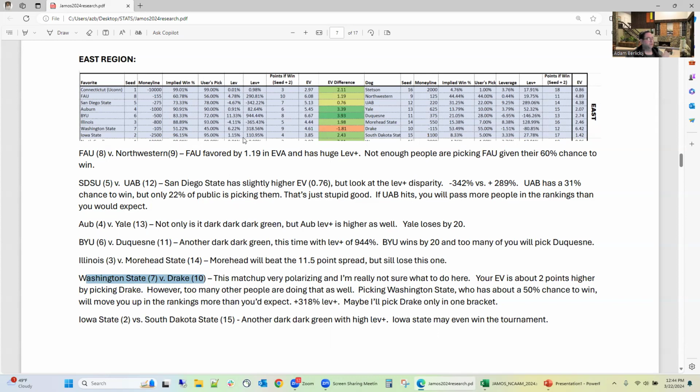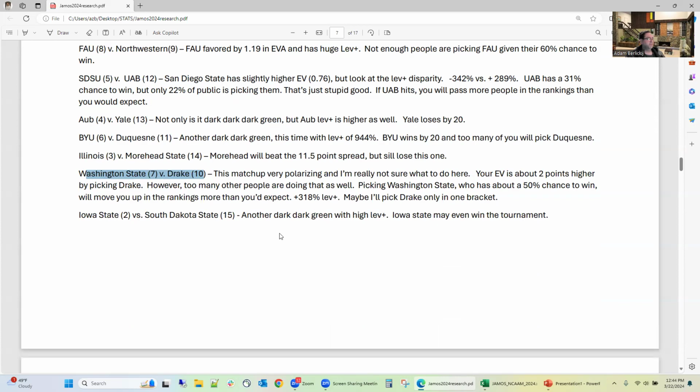Remember, it adds up to more than 100, but they're so likely to win compared to only 45% of people picking Washington State that I think you'll pass a lot of people in the rankings if you get Washington State correct. I'm so torn because it's not mathematically correct. So what I think I'm gonna do in that one is one bracket's gonna have Drake, one's gonna have Washington State.